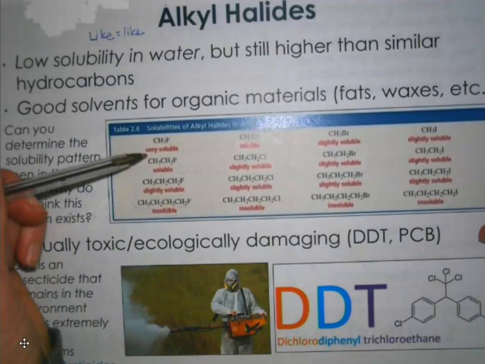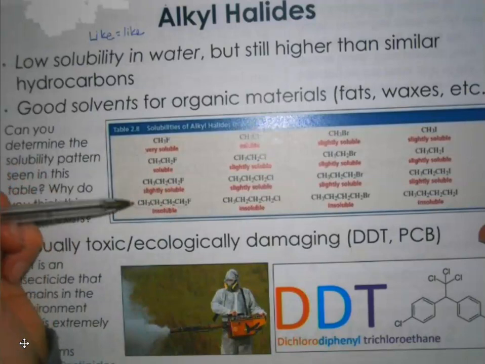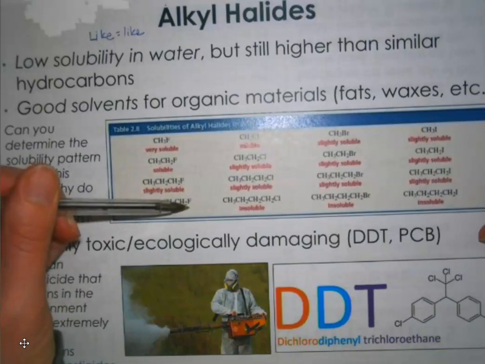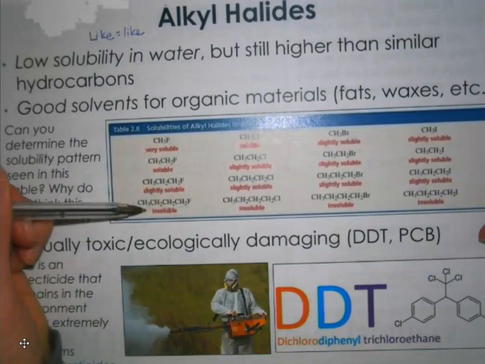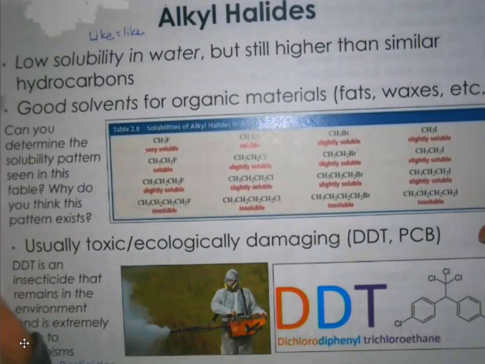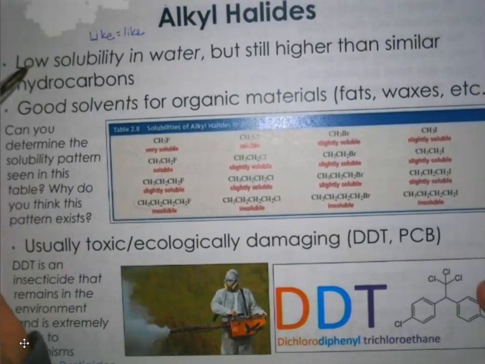So just keep in mind, as your non-polar component increases in size, the effect of the electronegativity of that halogen decreases. And so we see solubility decreasing. Okay, so keep that in mind with these different types of compounds.